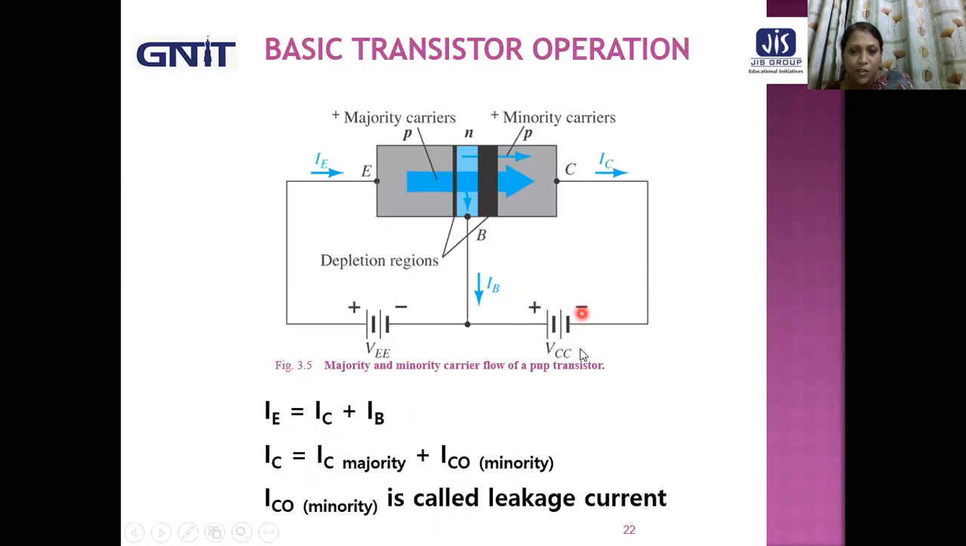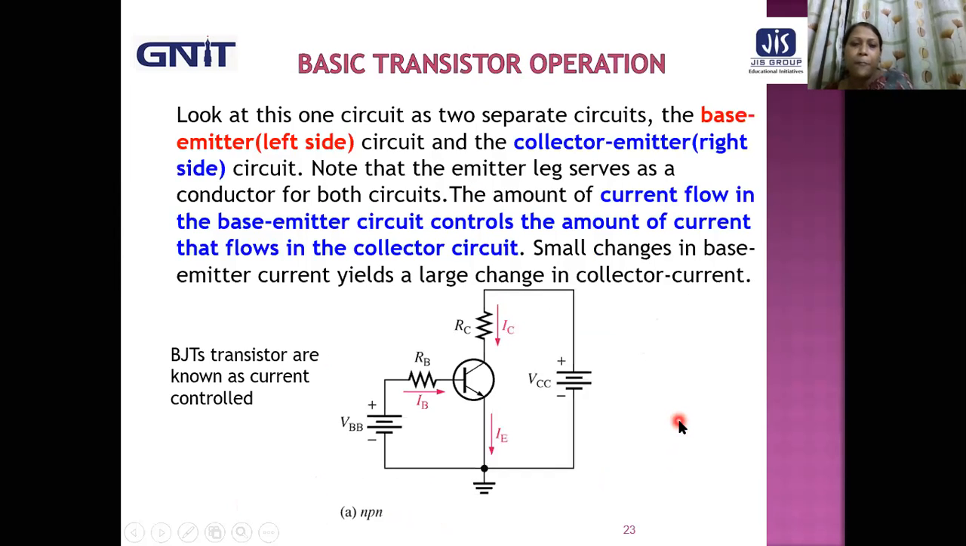This junction is reverse biased as shown in the previous slide, so minority carriers are forward biased and minority current can flow through this loop. That's why IC is the summation of IC majority and ICO minority. This ICO minority is called the leakage current. Now this is the basic transistor operation.